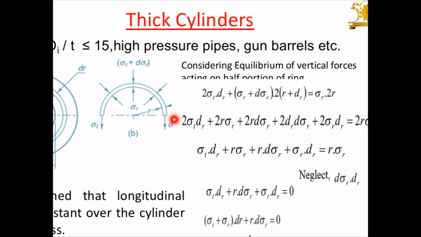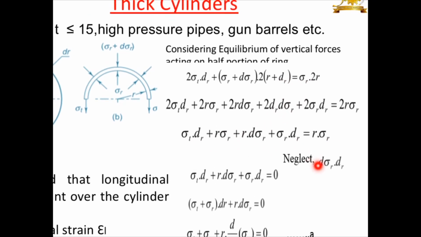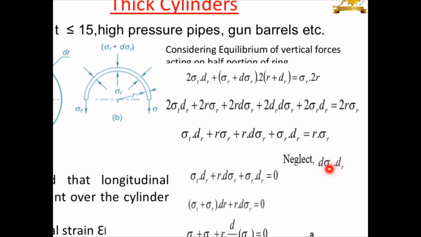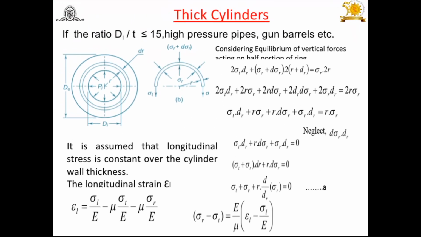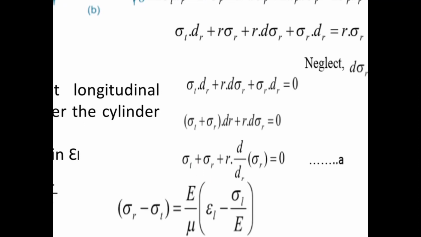is equal to sigma r, which is in the opposite direction, into 2r, since r means the inside radius. So that's why sigma r into 2r. This is the expression. Now solve this expression, multiplying out sigma r to 2r, sigma r to del r, then del sigma r to r, and so on. After simplifying it, neglecting del sigma r and del r dr terms and arranging, you will get this expression: sigma t plus sigma r plus r del by del r of sigma r is equal to 0, equation number 1.